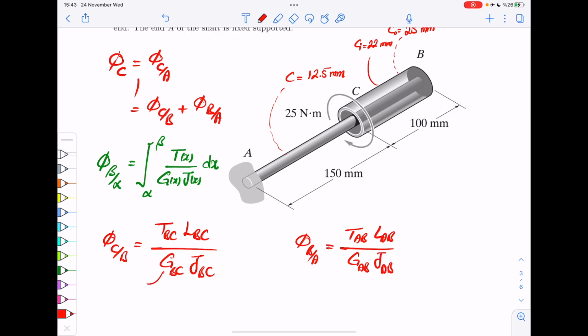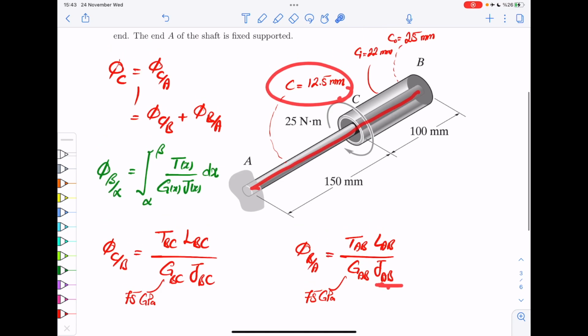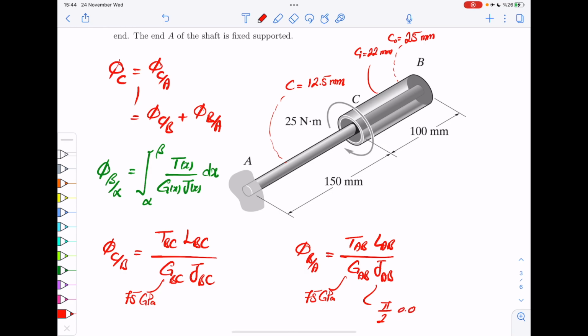Now, G is simple. It's given, what did we say? It's 75 gigapascal, and it's constant for both problems. J: for AB, we have a solid shaft with the radius of 12.5. So J_AB is pi over 2 times 12.5 millimeters, 0.0125 meters, to the power 4.